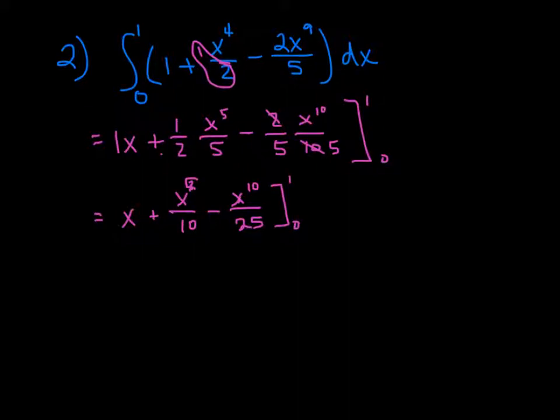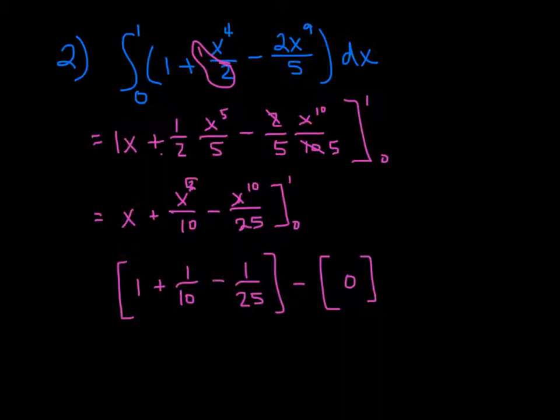Okay, so now we're ready to plug in those bounds. So when I plug in the upper bound, I get 1 plus 1/10 minus 1/25. Minus, this is just going to be 0, plus 0 over 10 minus 0 over 25 is 0.